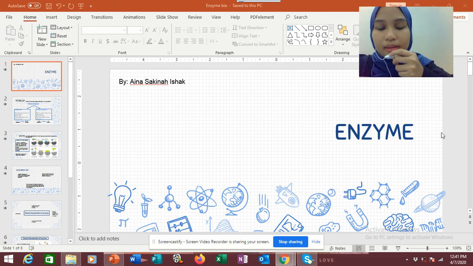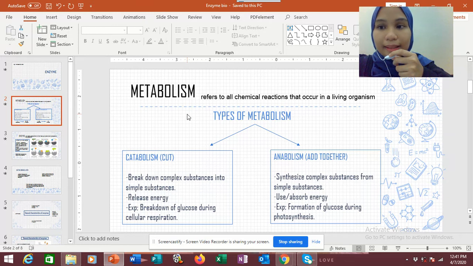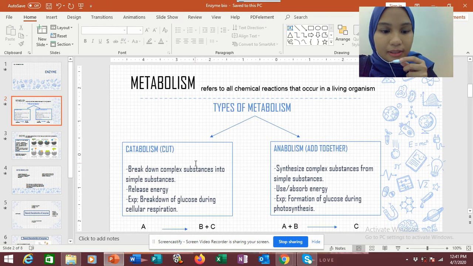So today we will learn the topic enzyme. First of all, we need to know the metabolism. Metabolism refers to all chemical reactions that occur in a living organism. Here there are two types of metabolism, the catabolism and anabolism. For the catabolism, C we can indicate as cut. It cuts or breaks down the complex substance into simpler substance.